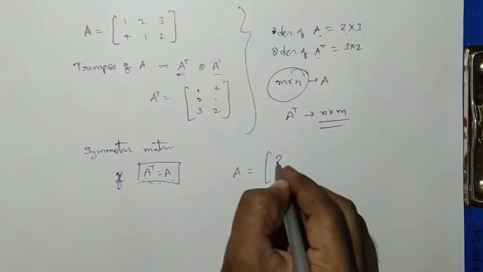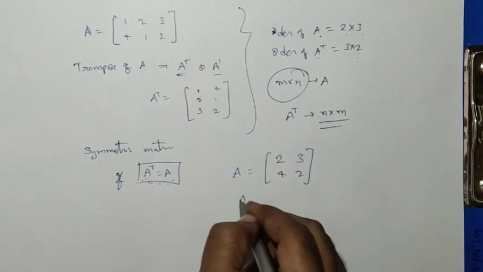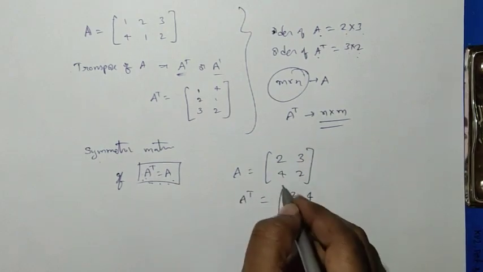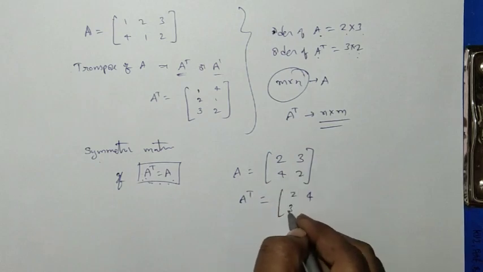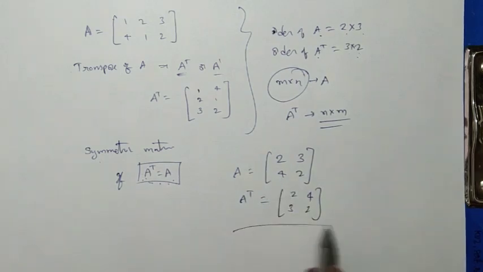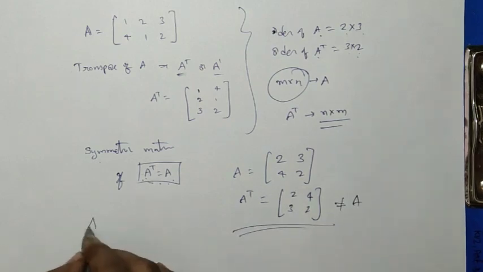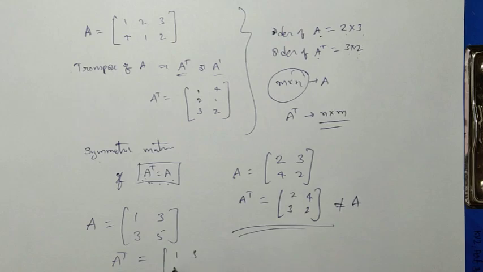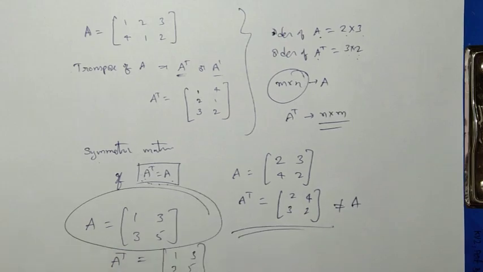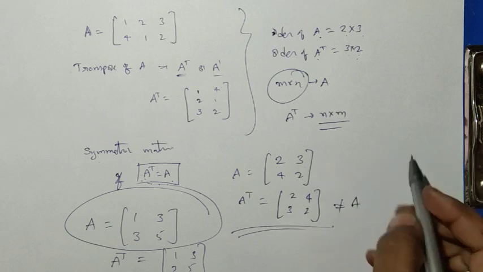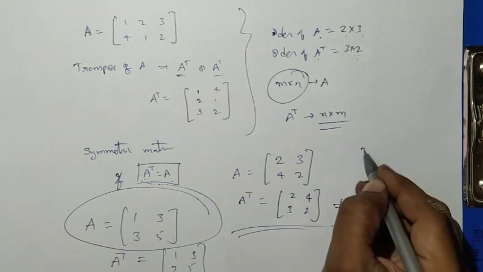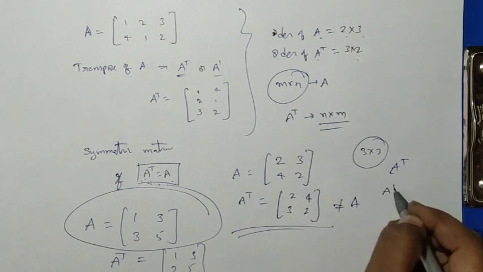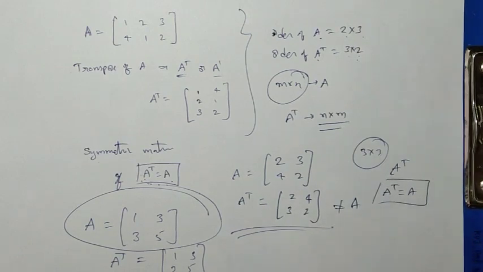Let us take an example. 2 3 4 2. Let us write A transpose here. 2 4 the first row written as first column, then 3 2. Are these two equal? No, not equal to A. So it is not symmetric. Let me take another example. 1 3 3 5. Let us write A transpose. A transpose is equal to 1 3 3 5. Same thing we got. So it is a symmetric matrix. Similarly you can take any matrix of 3 by 3 order and find A transpose. If A transpose is equal to A, then you can say that it is a symmetric matrix. That is the symmetric matrix definition.